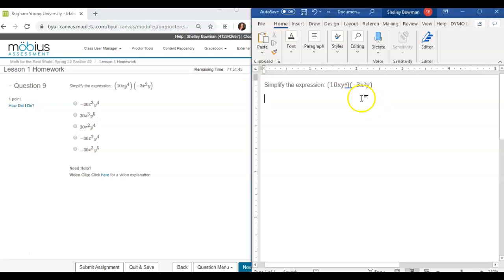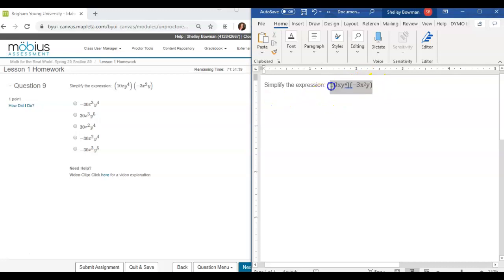So over here, we're going to just multiply all of these together. What's happening between these two sets of parentheses is just multiplication. So every operation here is multiplication in between each of these variables and coefficients. So all I have to do is just rearrange and multiply. So I'm going to multiply the 10 times the negative 3.